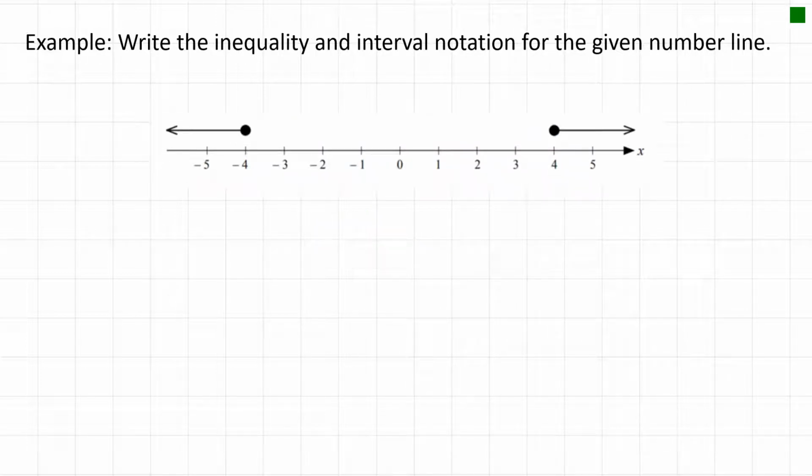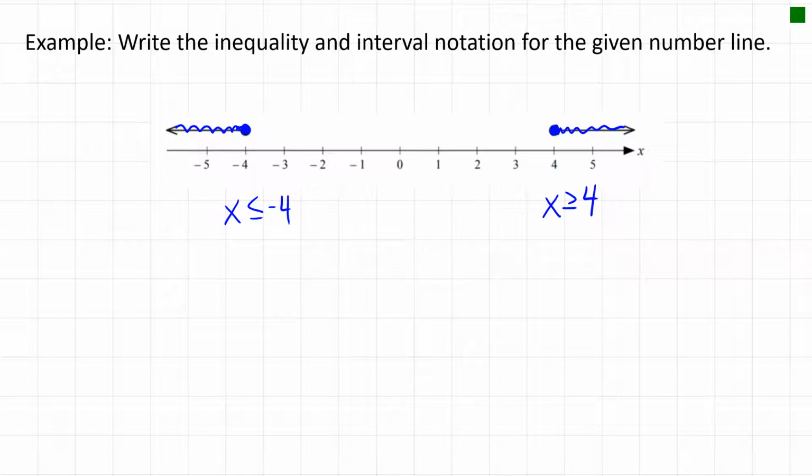In this last example here, I want to show you how we have to deal with ranges of values that are separated on the number line. So write the inequality and interval notation for this number line. So you see that we actually have two regions, one over here where the numbers go to the left of -4 and one over here where the numbers go to the right of 4. So we'll use x to represent all those possible numbers. And we'll start with an inequality. So we would say that x is less than or equal to -4 because it's a closed dot. And over on the right hand side, x is greater than or equal to +4.